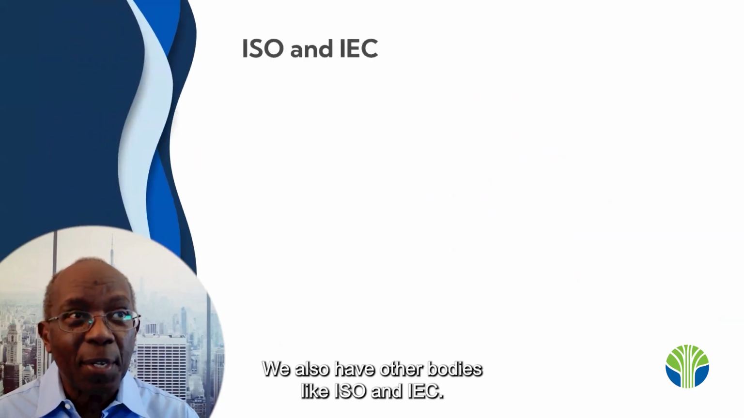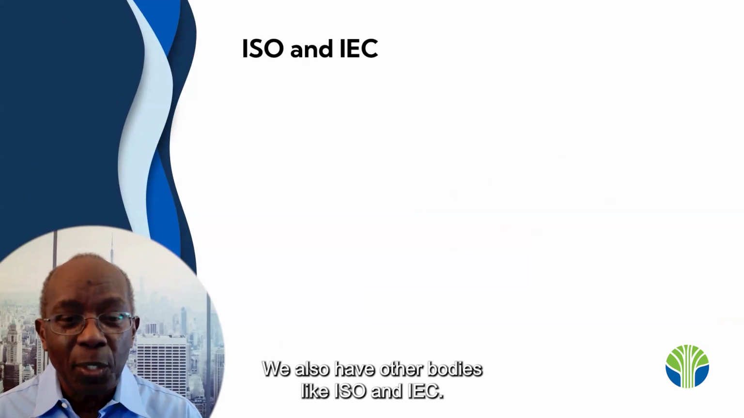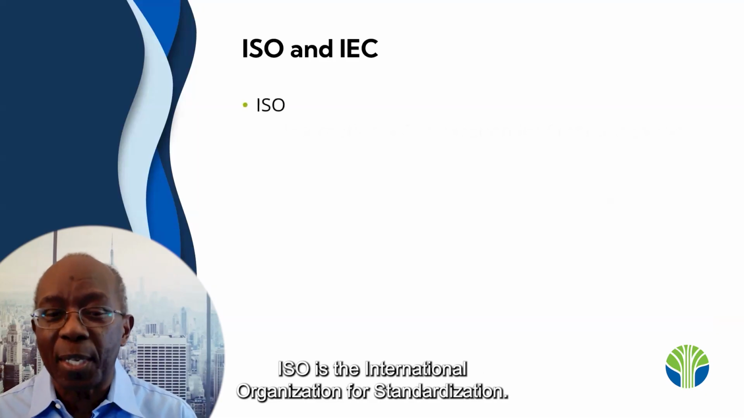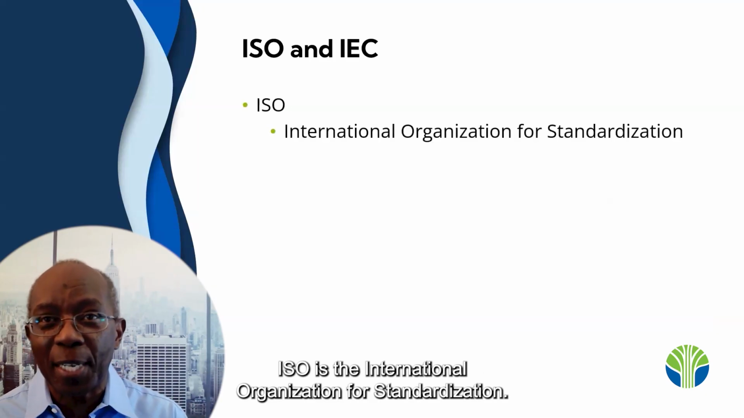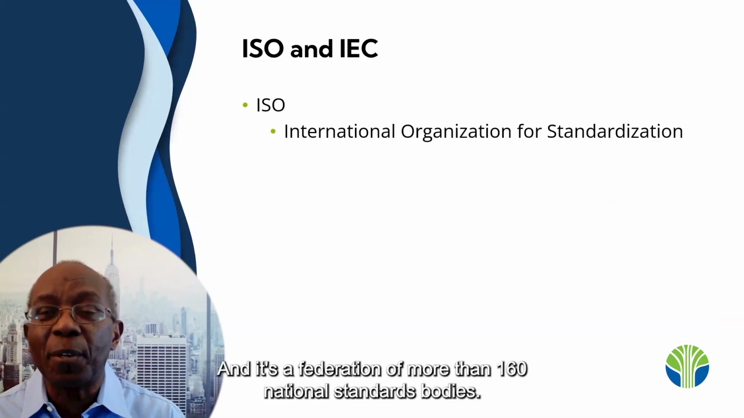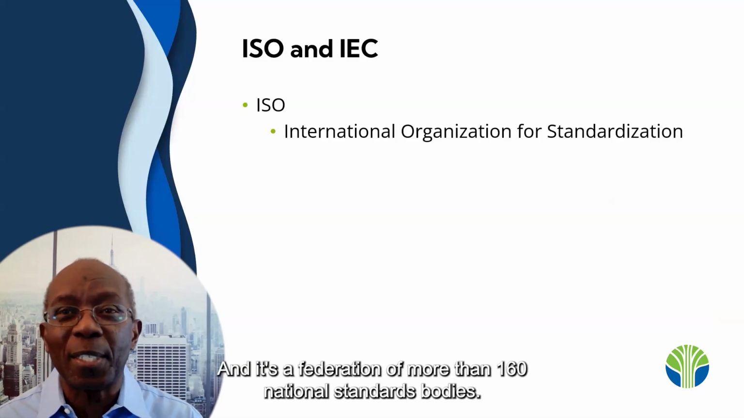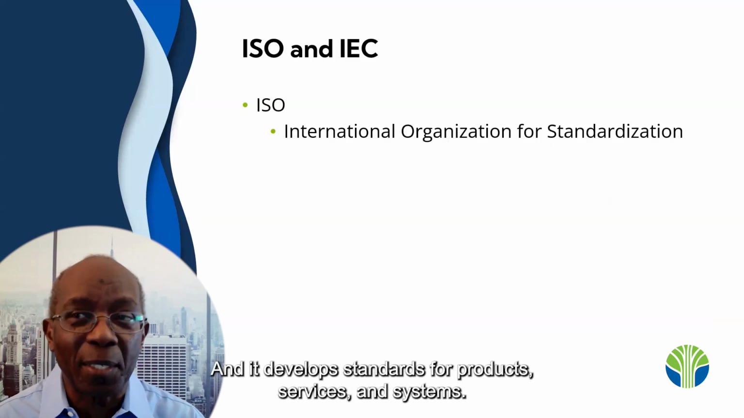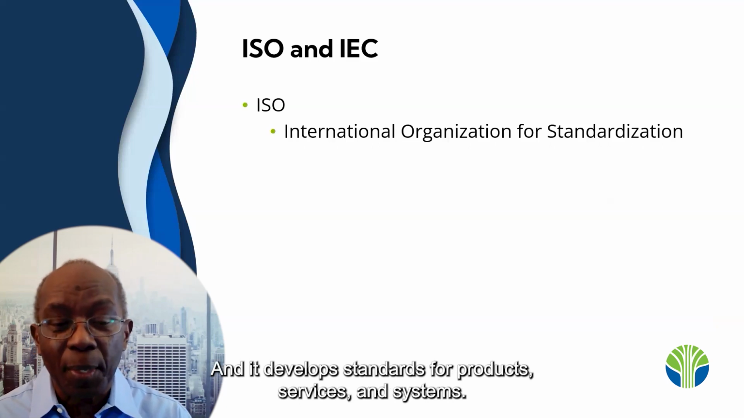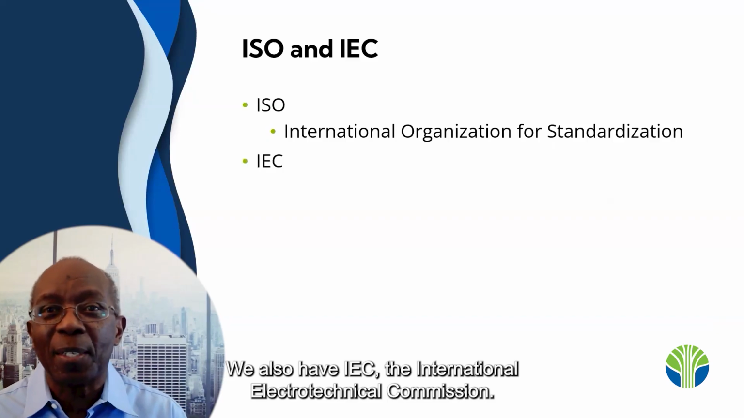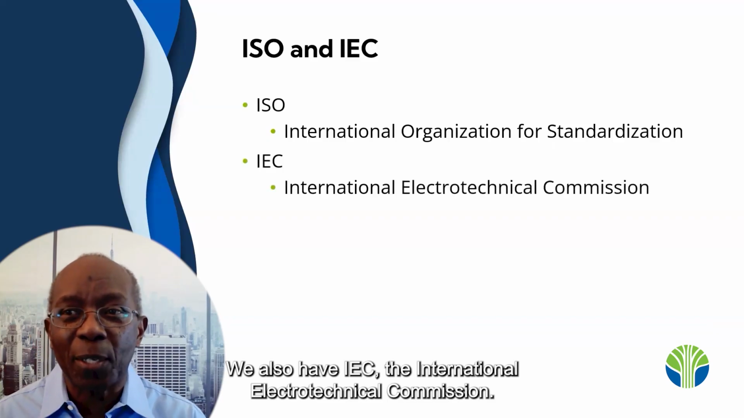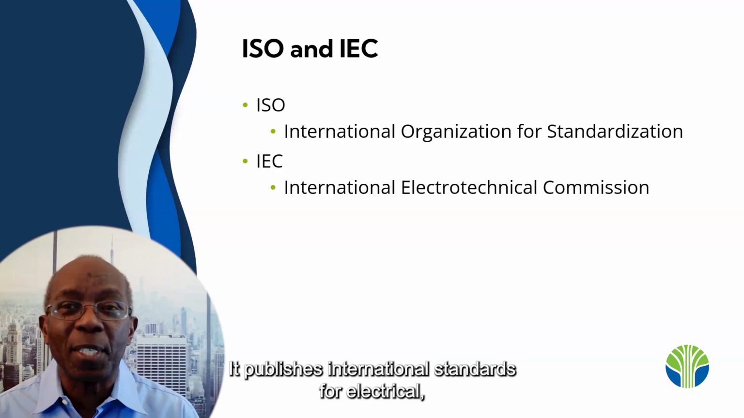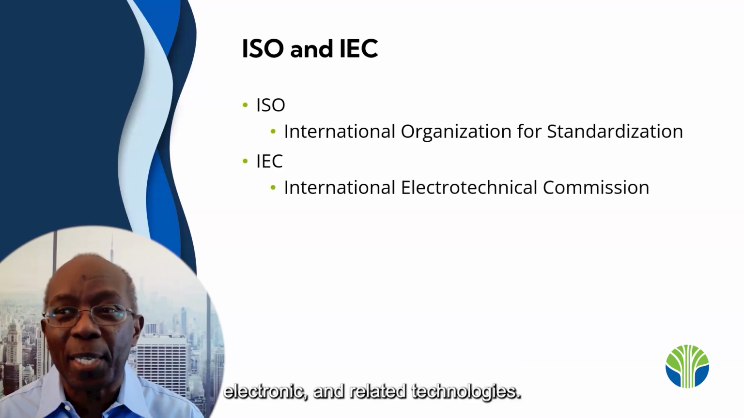We also have other bodies like ISO and IEC. ISO, this is the International Organization for Standardization, and it's a federation of more than 160 national standards bodies, and it develops standards for products, services, and systems. We also have IEC, the International Electrotechnical Commission. It publishes international standards for electrical, electronic, and related technologies.